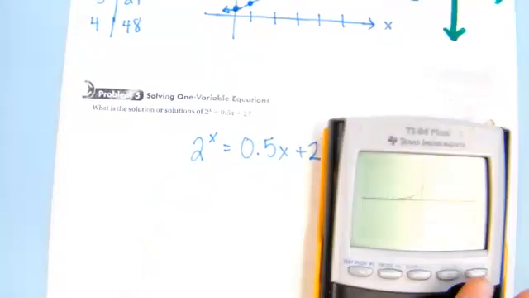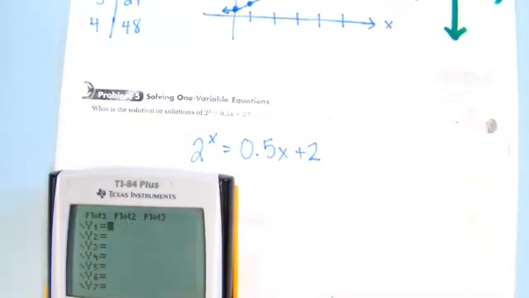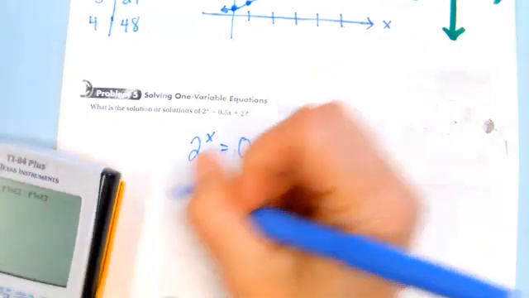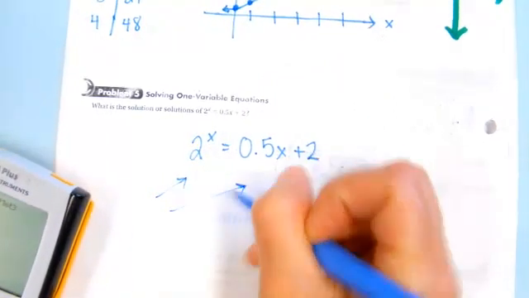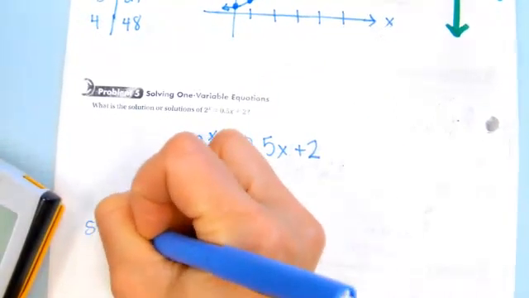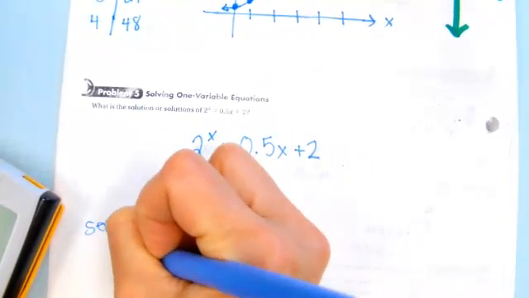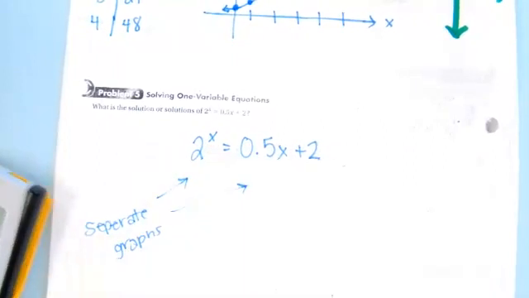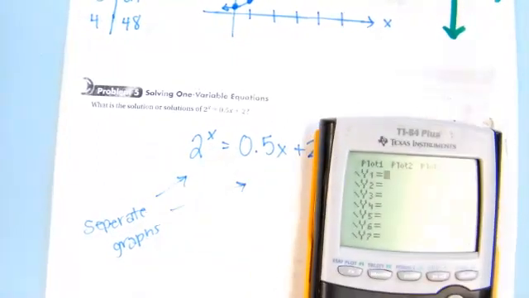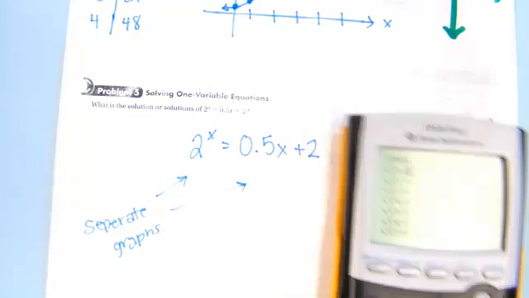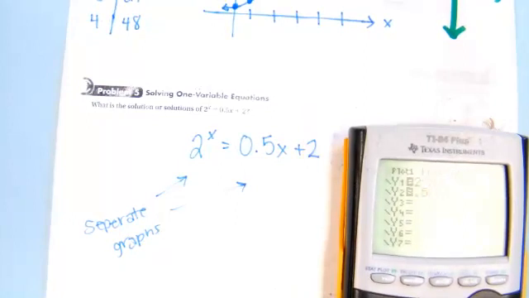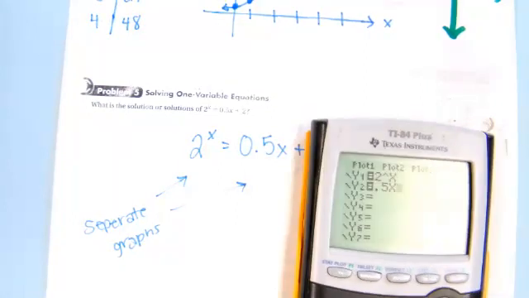So take your graphing calculator out. Go to your y equals, and we're going to put them in separately. So you want to put these in as separate graphs. So let's maybe write that in our notes so that we remember. All right. So we're going to put these in as separate graphs. I'm going to first put in 2 to the x power for y1. And then for y2, I'm going to put in 0.5x plus 2. And then I'm going to hit graph.